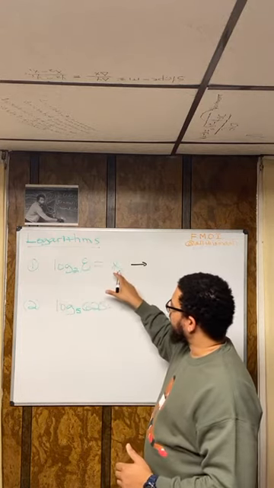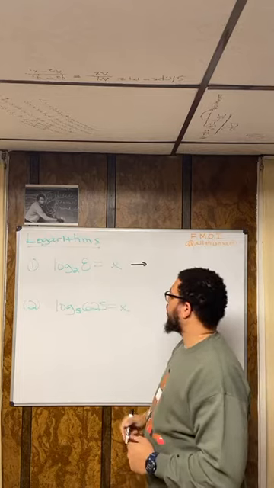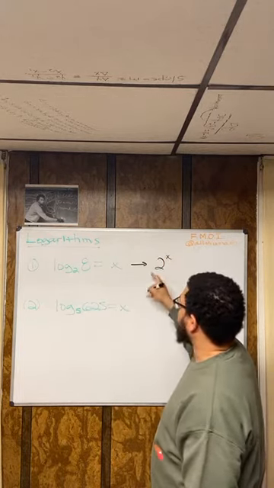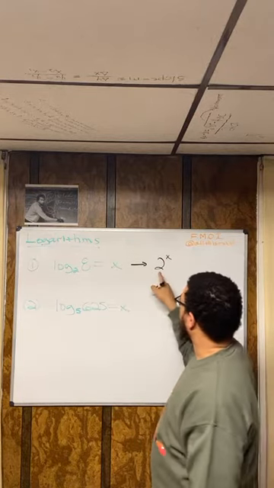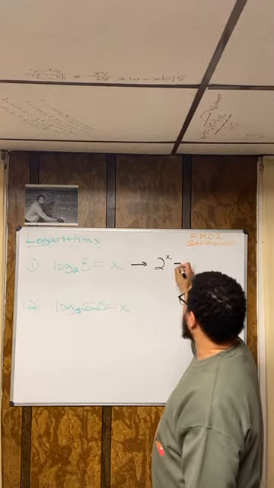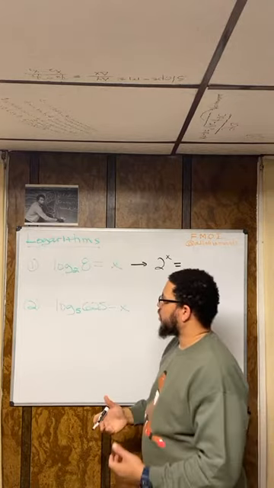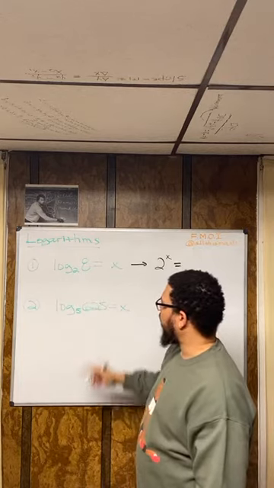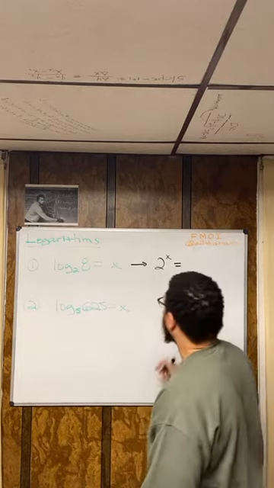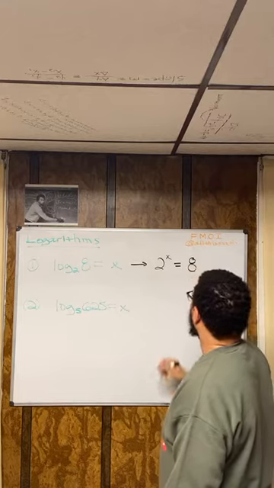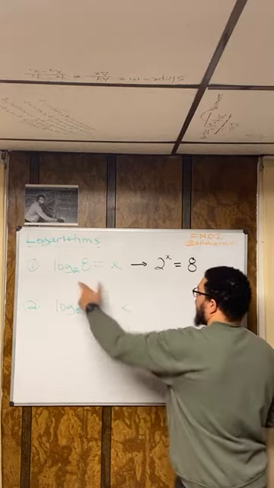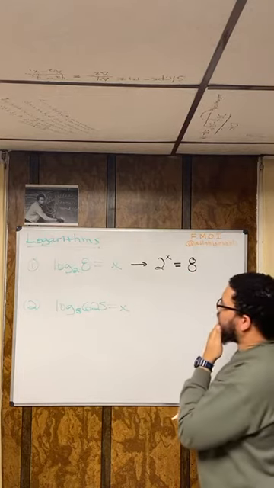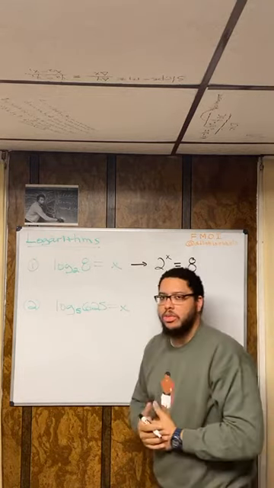This number with this exponent should be equal to this number. So I'm going to rewrite that like this: 2 to the x, which is still a base, because here is a base and here is a base, is equal to this number, which some textbooks call the argument. This number 8 and this number 625 are called arguments. So now this is logarithm form. This is exponential form.